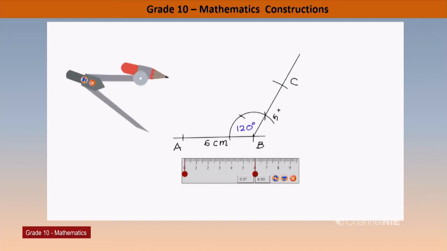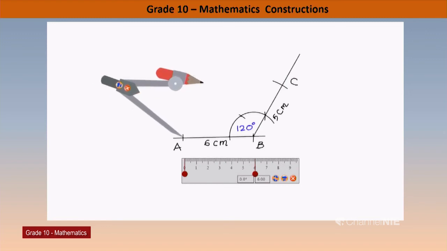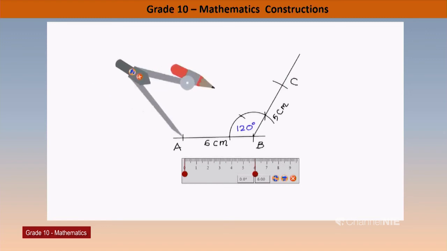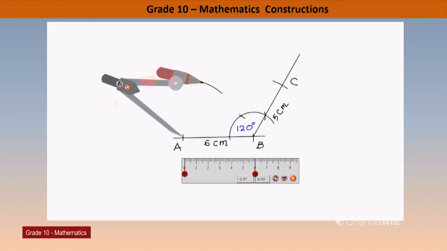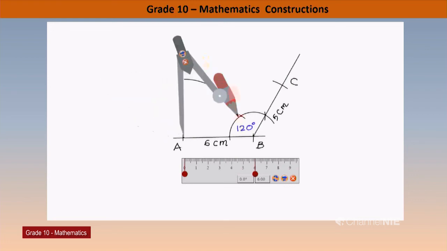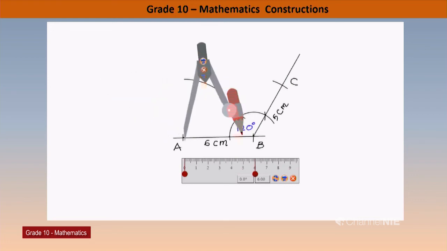B to C 5 centimeter. Now, our task is to find the point D. So, A to D should be 5 centimeter. Keep the steel point on A, take the radius as earlier 5 centimeter, construct an arc.